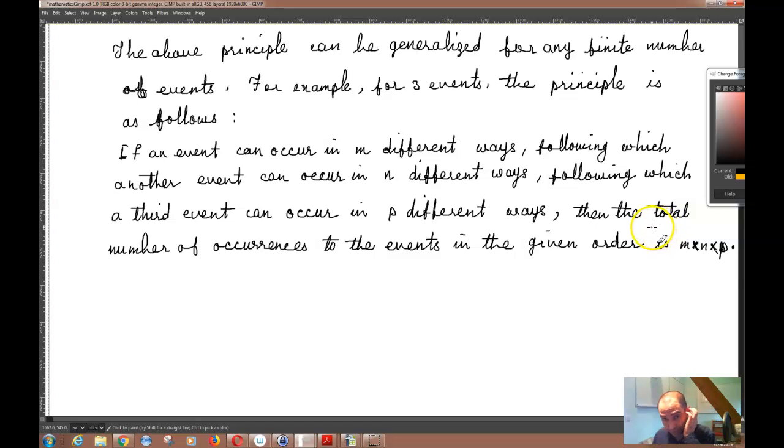And that way you can generalize this principle to any finite number of events happening one after the other, and so on and so forth.